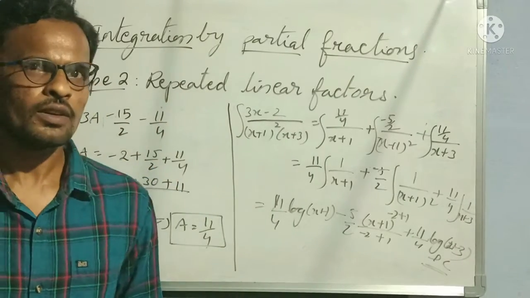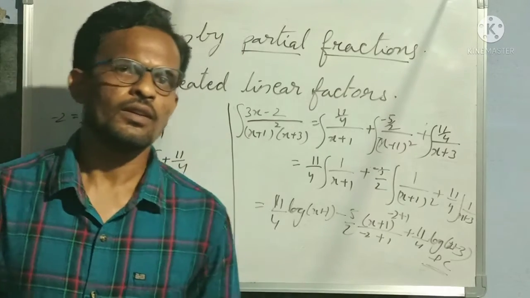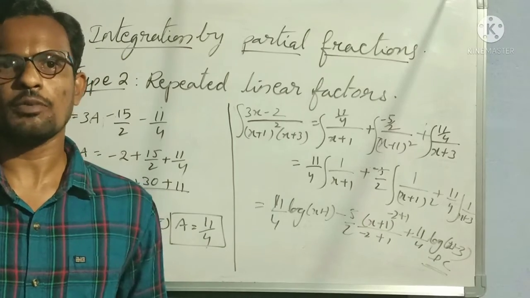So this is the simple example about type 2, that is repeated linear factors. I hope you have understood this problem.